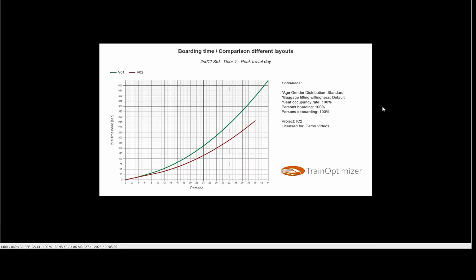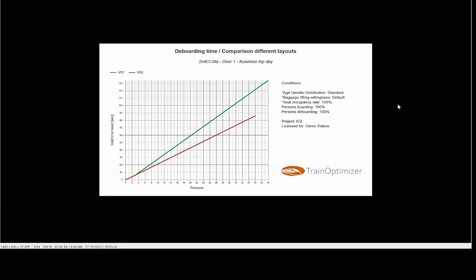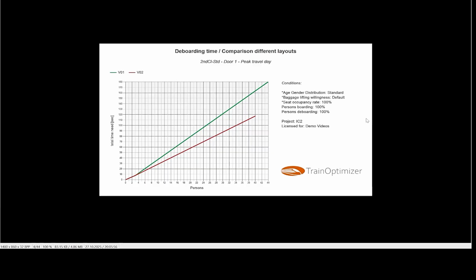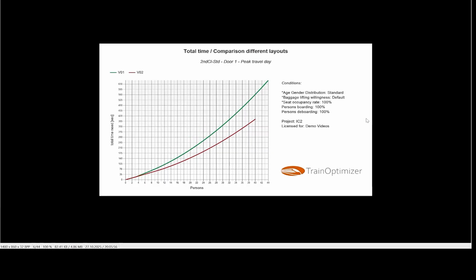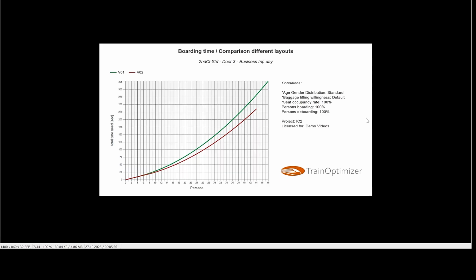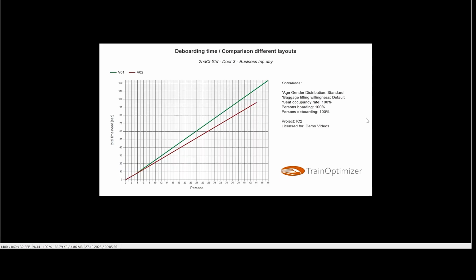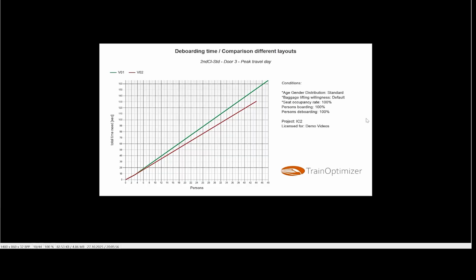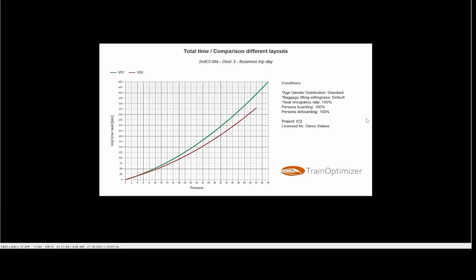The same representation can be used for peak travel days. For alighting passengers, or for the total passenger changeover time for boarding and alighting passengers. In the same step, you can compare the different doors with each other or view the same door in different layouts.